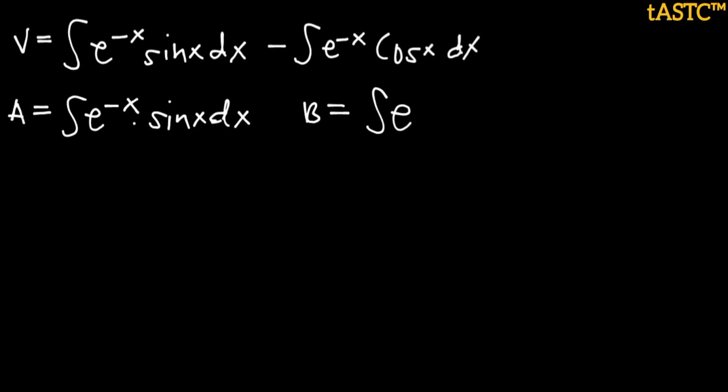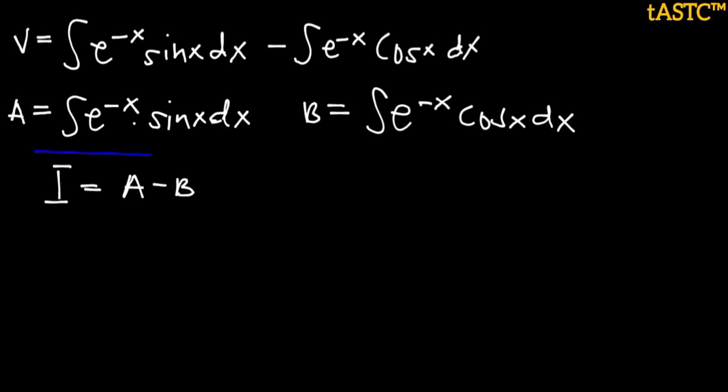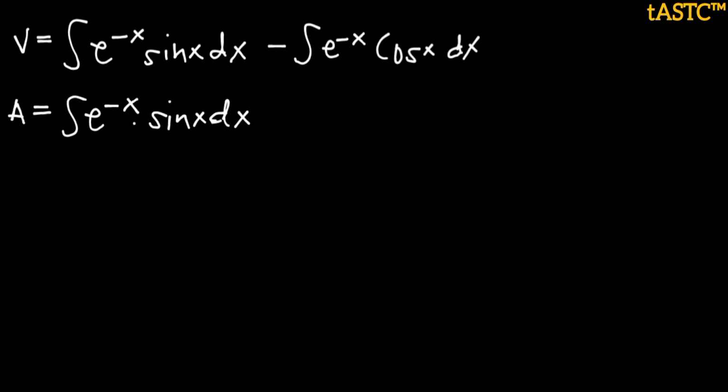Let it be equal to the integral of e to the negative x cos x dx. Therefore, to find the integral of this stuff, I, that will be equal to A minus B, right? So you just need to bear this at the back, very important. So I'm just going to take it out for now. Okay, so we're just going to work with A for now.